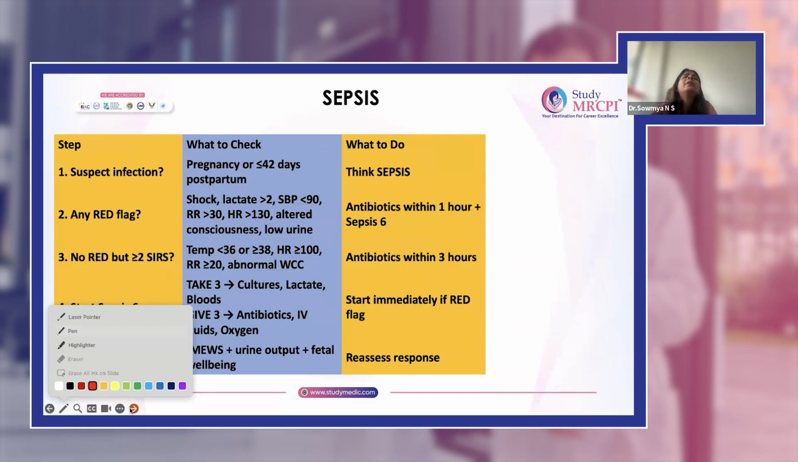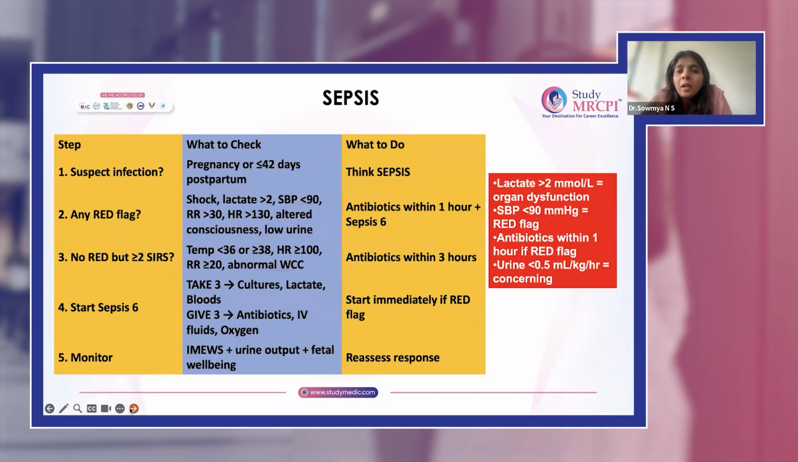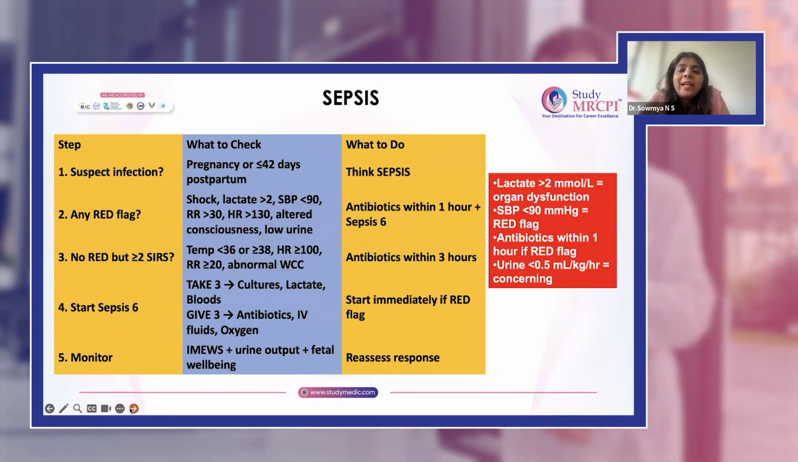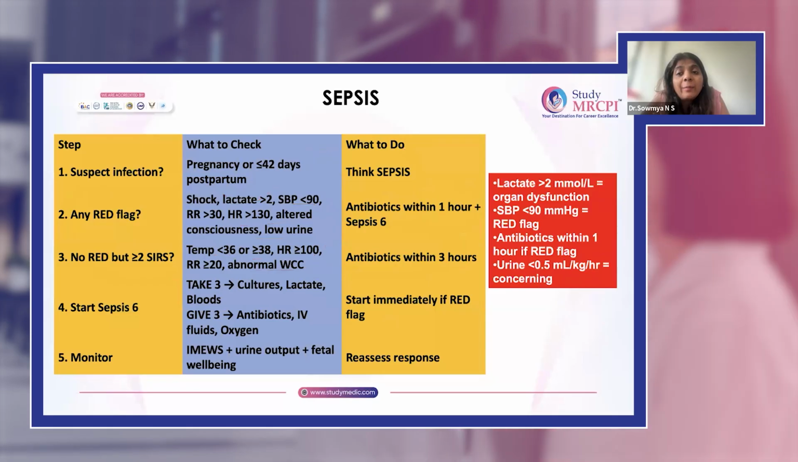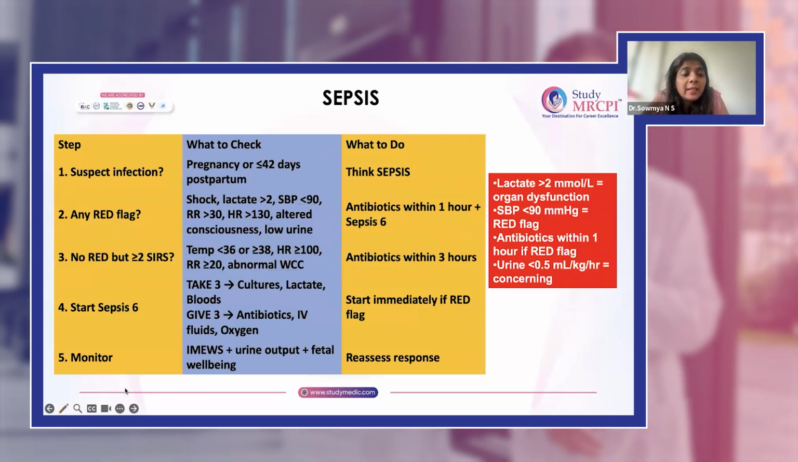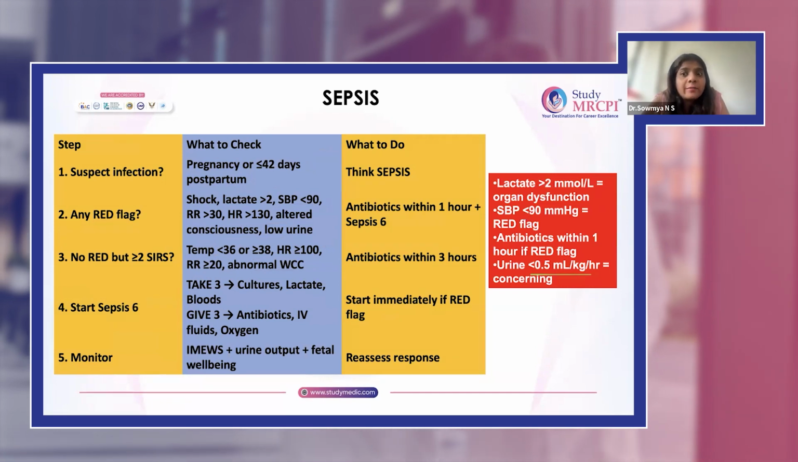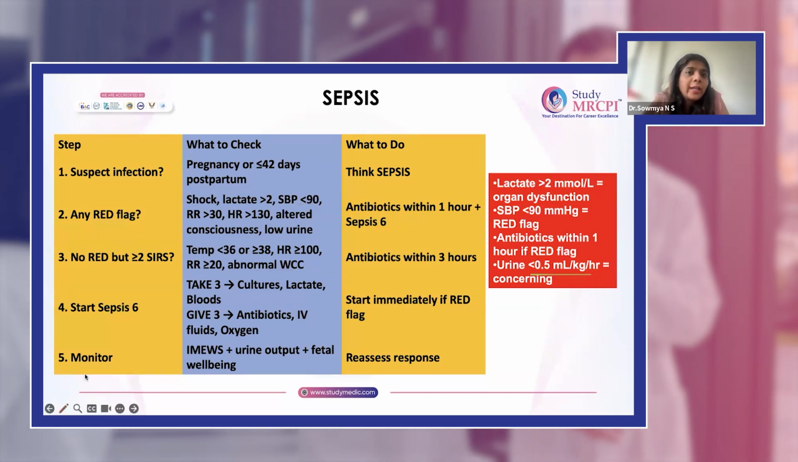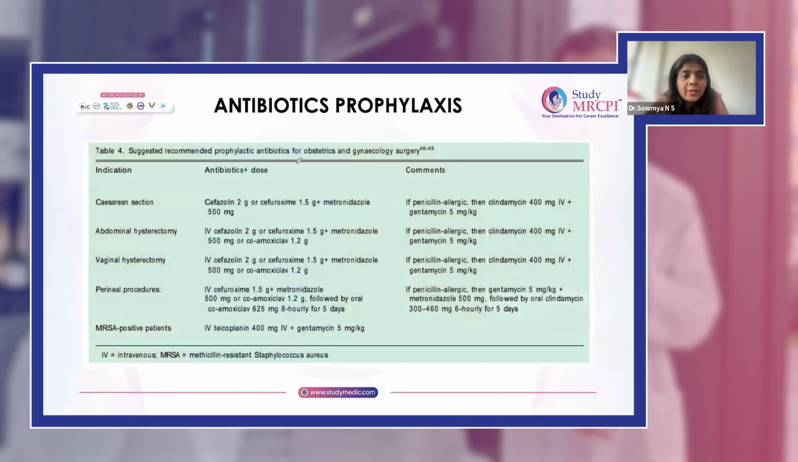Of course, MDT is a must, including your microbiologist there. And these are the red flags which you need to remember. Urine less than 0.5 ml per kg per hour is concerning. Okay. And hypotension. Okay. In all these cases, you go ahead and give antibiotics, taking the cultures first.